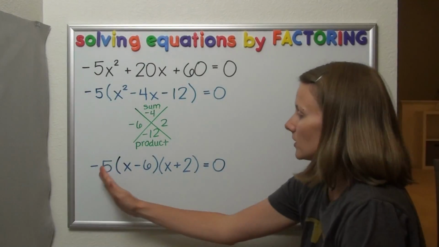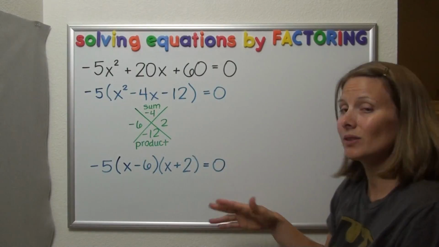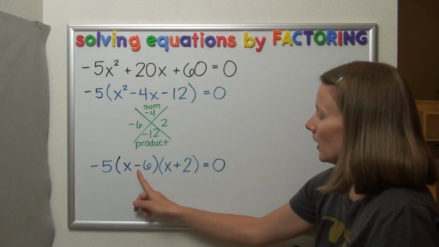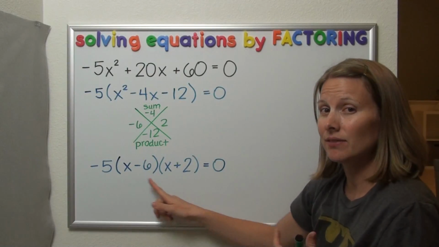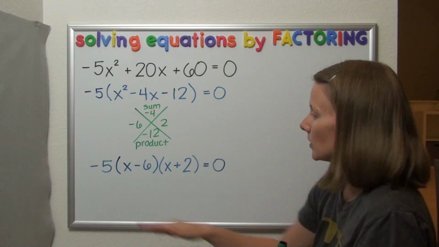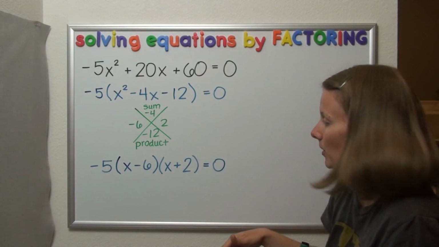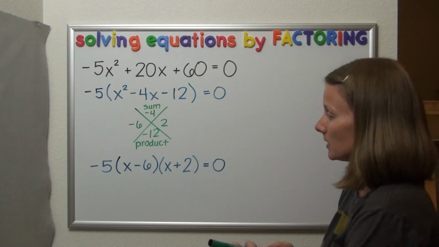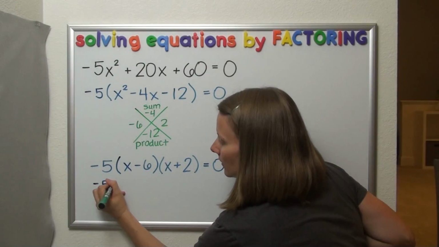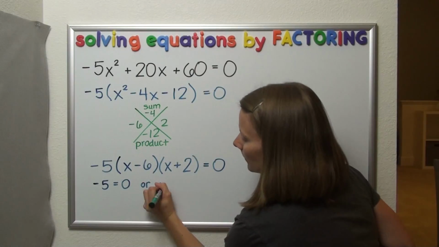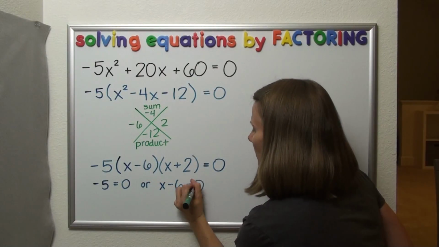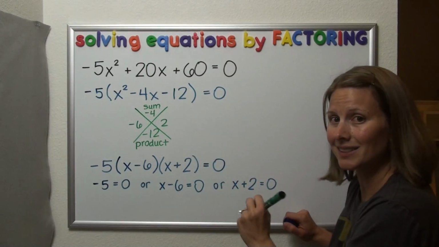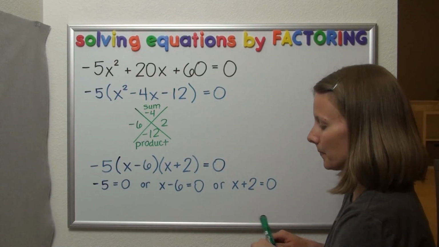And again, it's factored. It says something times something times something is 0. Let's make sure that we're done factoring. We know GCFs we can leave alone. These two factors are linear because I don't see any visible exponents, and if they're linear, we leave them. So if it's factored completely, we move on to step 3. If something times something times something is 0, then one of those factors must be 0. So either negative 5 equals 0, or x minus 6 equals 0, or x plus 2 equals 0. One of those has to be 0 for this equation to ring true.